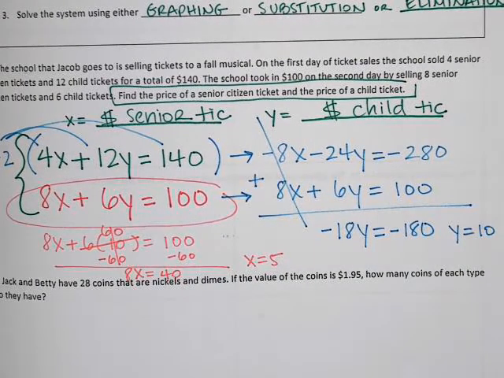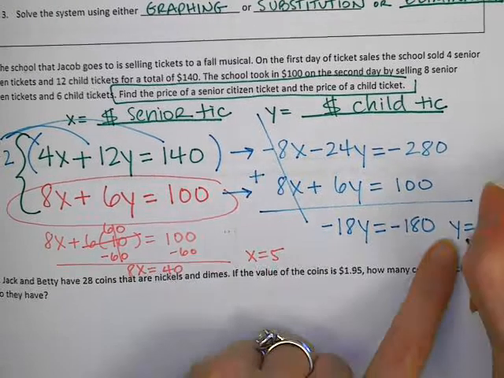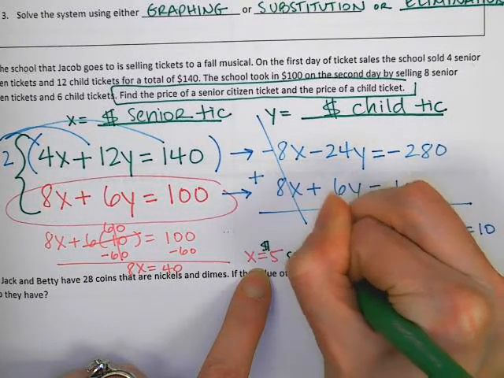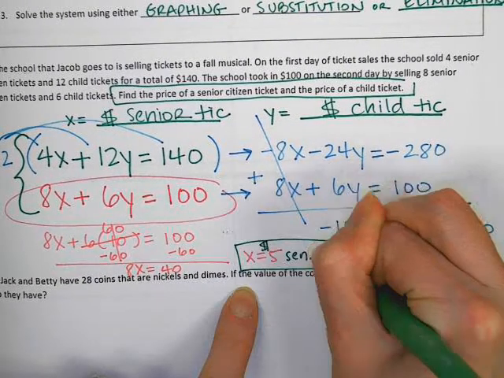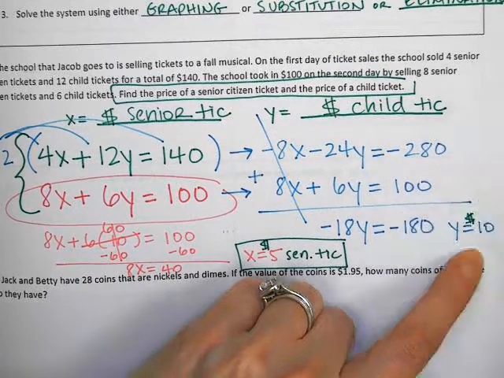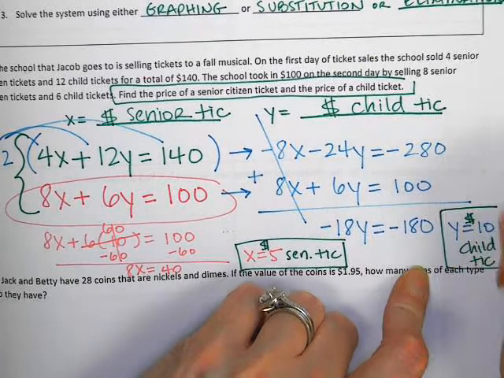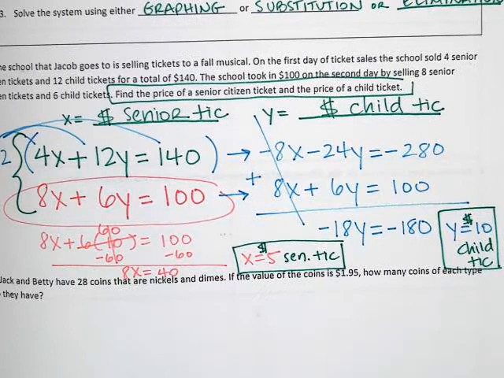Okay, final answer, we just have to write units. So it's going to be $5 for a senior ticket and $10 for a child ticket. So make sure you guys put your units in the final answer. All right, moving on. Number 2.